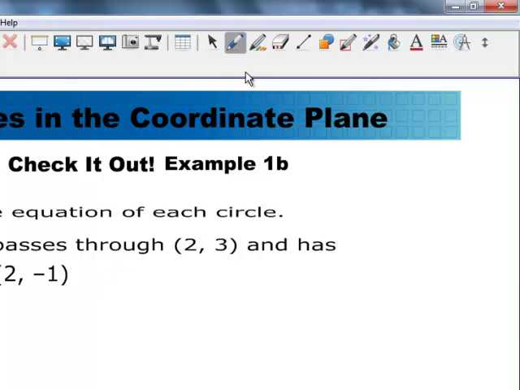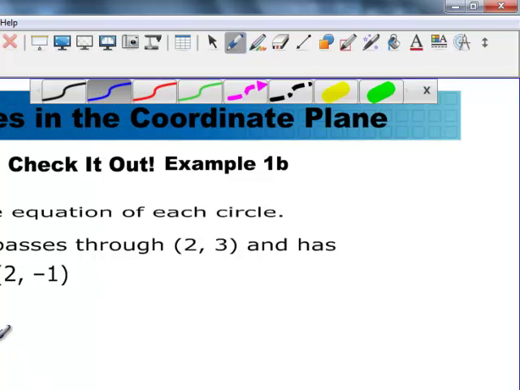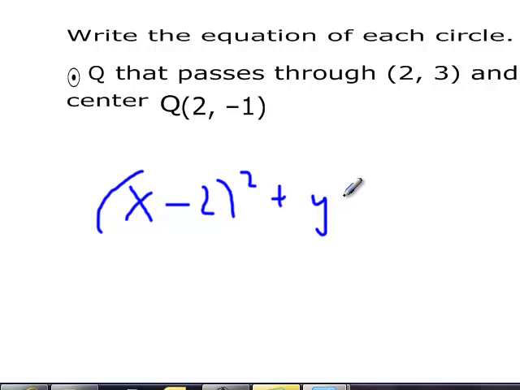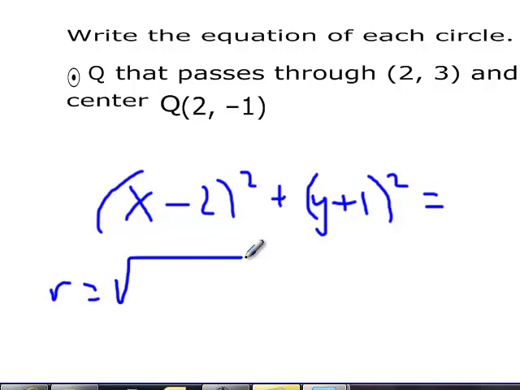So likewise here, let's go in blue this time. If a circle passes through the point (2, 3) and has a center of (2, -1), you really want to watch for where the center is. Don't get that mixed up with the point that it goes through. It has a center of (2, -1), so I have (x - 2)^2 + (y + 1)^2 equals the radius squared. So I'm going to find the radius by using the distance formula.